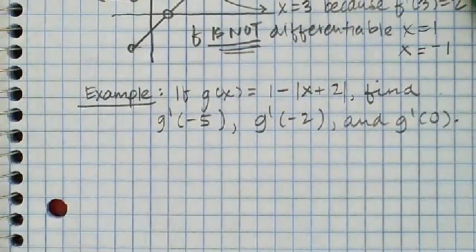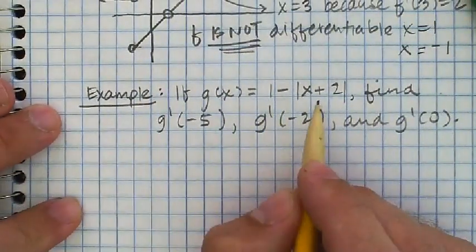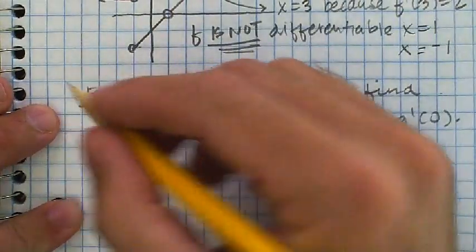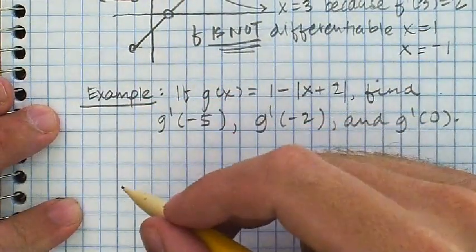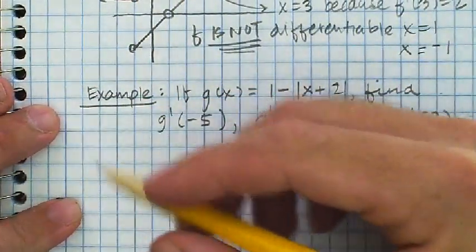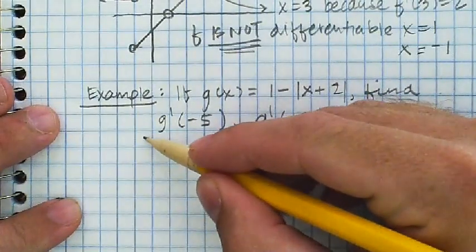All right, another quick one I've got is, if g of x is equal to 1 minus the absolute value of x plus 2, find the value of g prime of -5, g prime of -2, and g prime of 0. Okay, so at this point, all we really have as an option is to draw a picture of the graph. I am assuming that you're able to draw a picture of the graph of 1 minus the absolute value of x plus 2, or at least know kind of what it looks like.